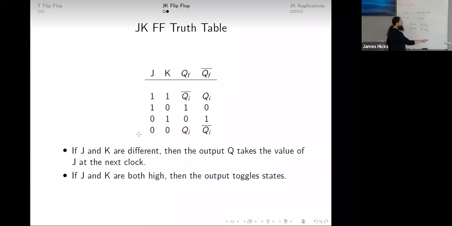So we're not going to go through how to generate this truth table. We're just going to skip to what it is. Basically, if J and K are different, 0, 1 or 1, 0, then when the next clock pulse comes in, Q gets what J is, and Q bar gets what K is.